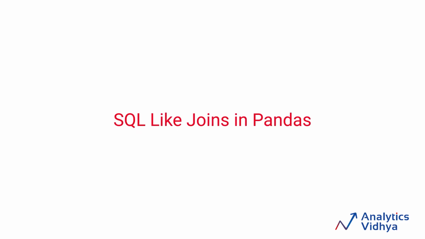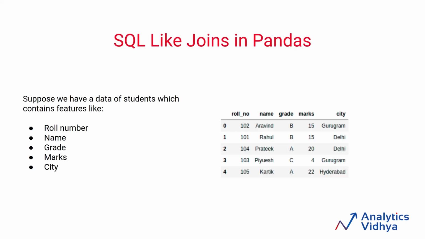In this video and in the next video, we will understand how you can implement SQL-like joins in Pandas. So let's start. Just to take an example, suppose you have this data frame where you have data of students, which contains columns like their roll number, name, grade, marks and city.